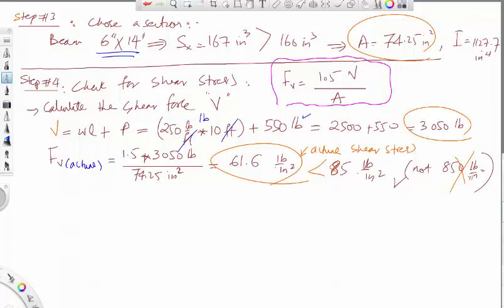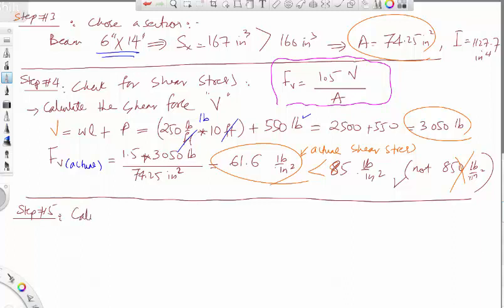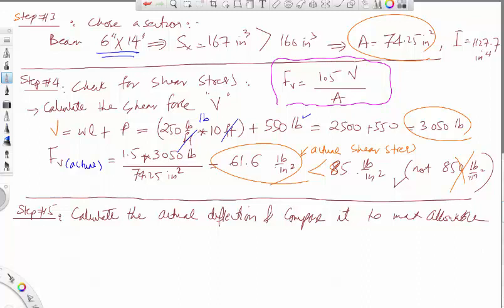Now the last part is to calculate the deflections. So step number 5 is calculate the actual deflection and compare it to the maximum allowable deflection, which is L by 180.